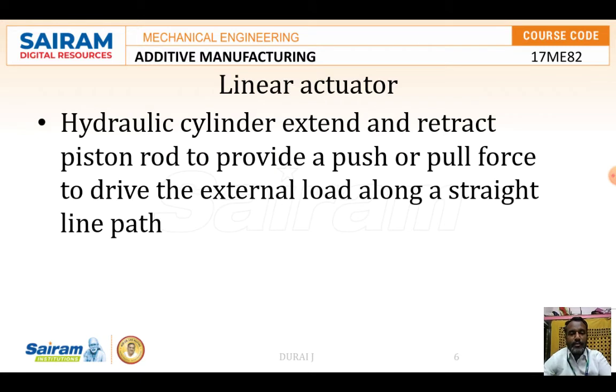Here, first we are going to discuss the linear actuator. Already I told you, it has a to and fro motion. Here the piston is moved from left to right, and right to left. Left to right we can call a forward motion, right to left we can call a retract motion. Here the hydraulic cylinder extends and retracts the piston rod to provide the push or pull force to drive the external load along a straight line path. So this is about the linear actuator.